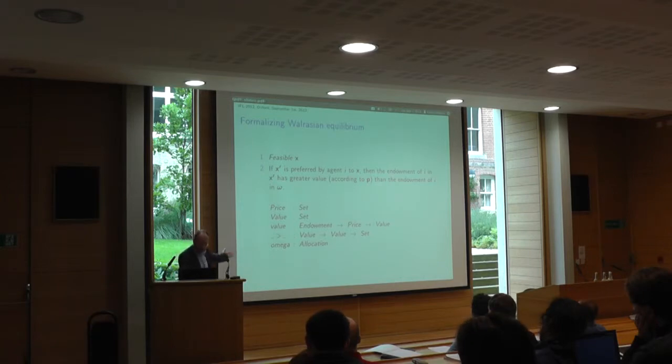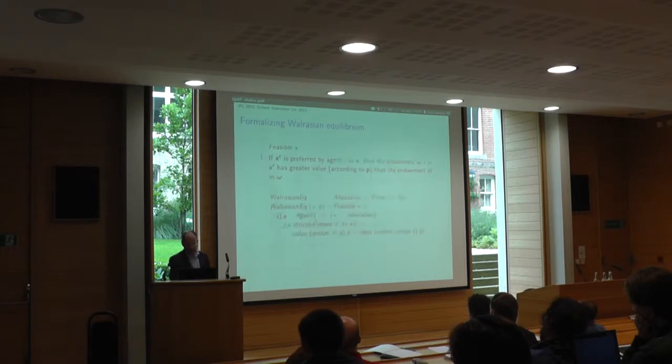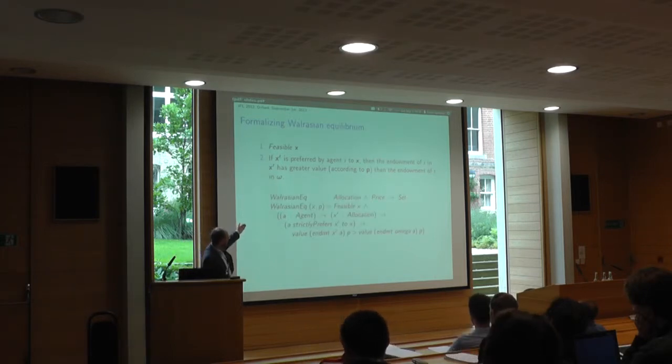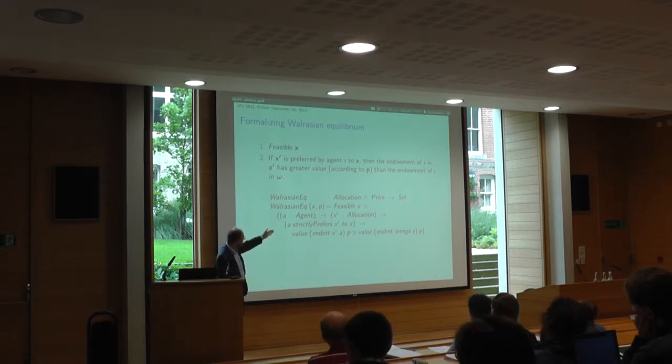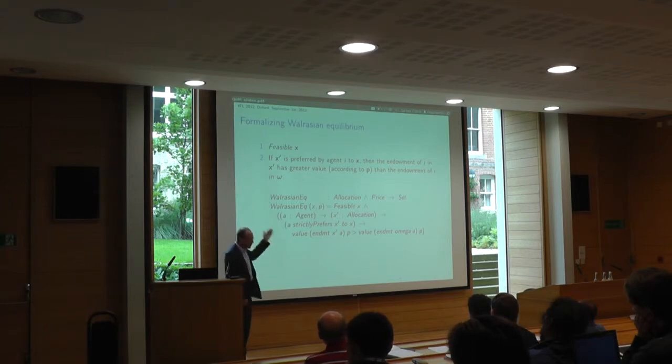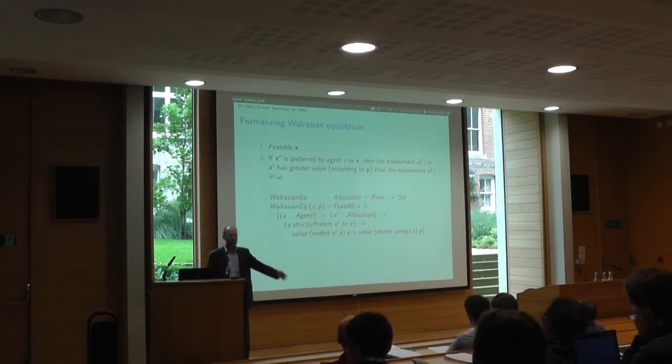So we need these things: prices, values, a way of deciding the value of an endowment at a price, comparing values, and of course, omega, the initial allocation. And then again, you can see this is a literal translation. X, P is a Walrasian equilibrium if it's feasible, and if for all agents, for all allocations, if an agent strictly prefers that allocation, then that allocation is for the agent out of budget. Very easy.